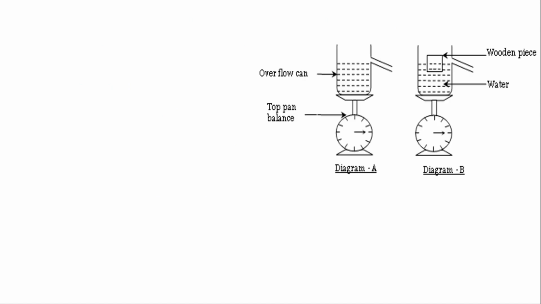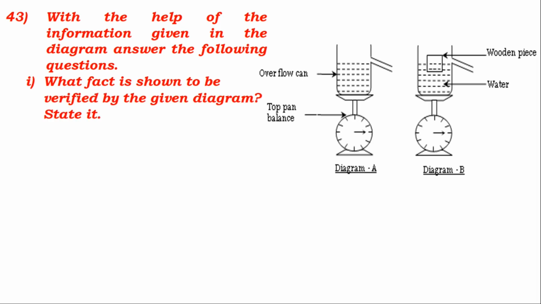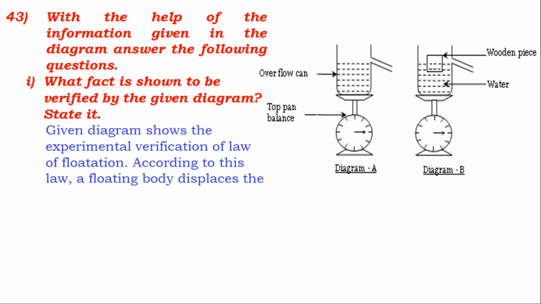Next, this diagram is given, and what is shown in the diagram? Overflow can is completely filled with water, and in another one, overflow can completely filled with water, but here is wooden piece also. Question is, with the help of the information given in the diagram, answer the following question. What fact is shown to be verified by the given diagram? This is actually law of flotation experimentally verified. Given diagram shows the experimental verification of law of flotation. According to this law, a floating body displaces the liquid equal to its own weight.